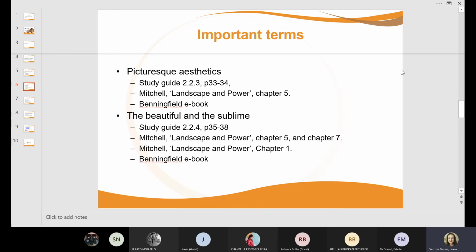Okay, so the next one is The Beautiful and the Sublime.